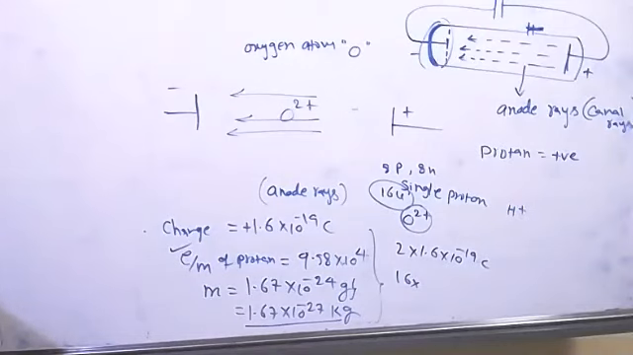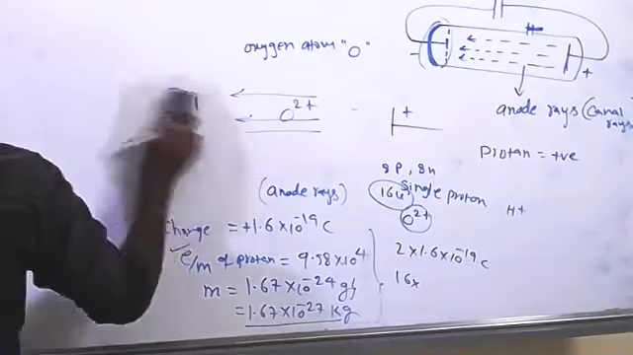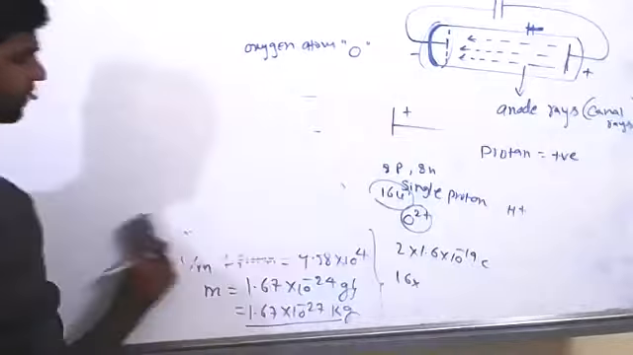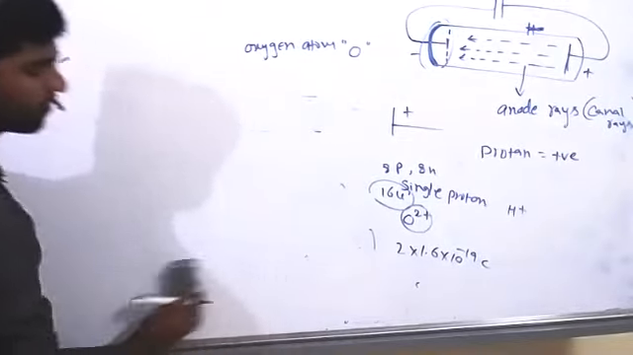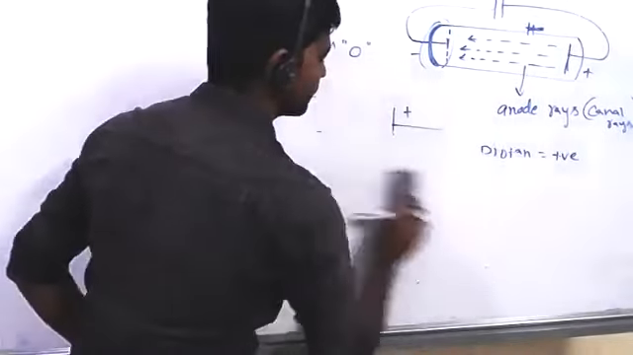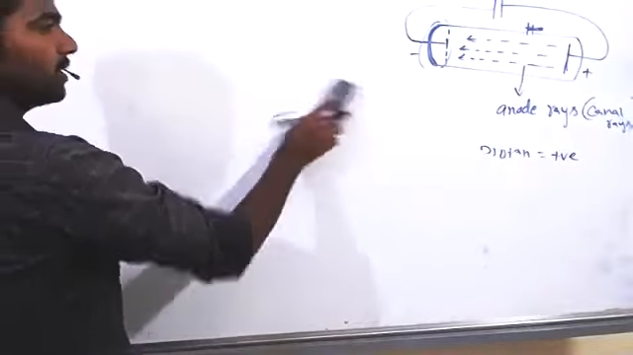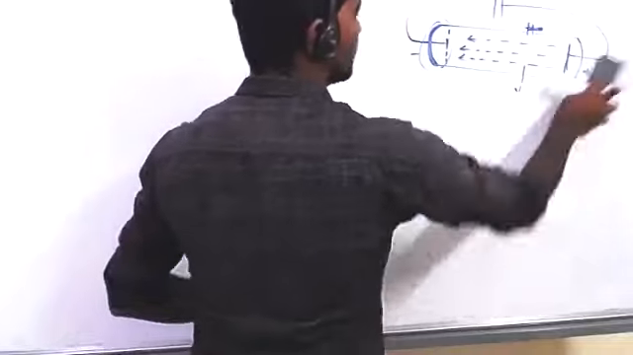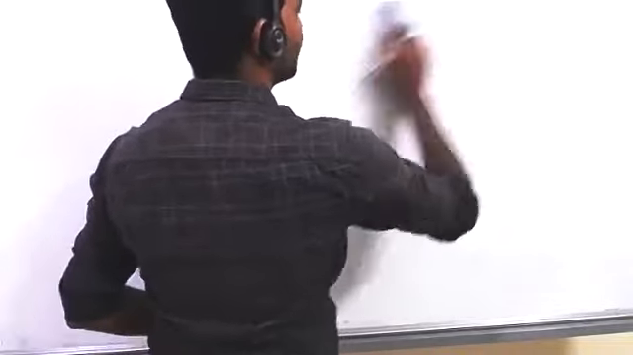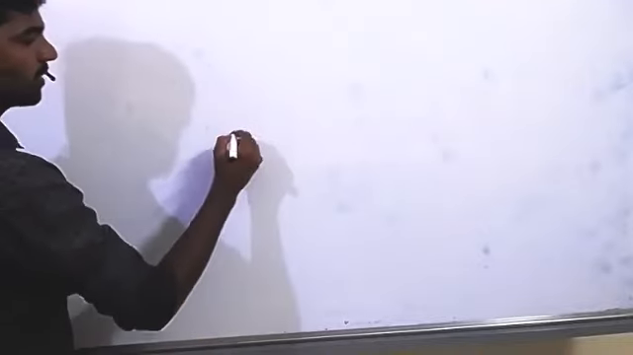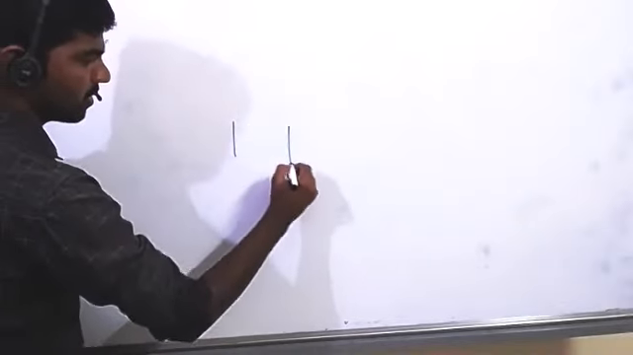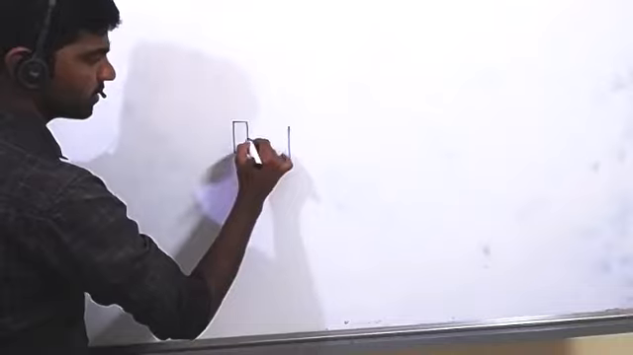Now we'll see atomic models. Neutron was discovered by the scientist Chadwick. Proton was discovered by Goldstein. See, a small concept: how to discover neutrons.